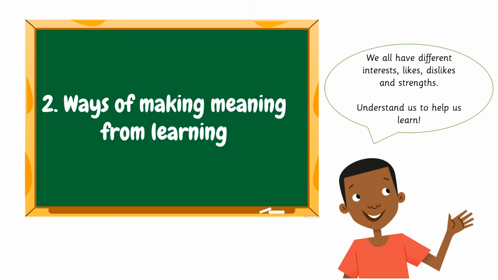Number 2, ways of making meaning from learning. Our learners all learn differently, have different interests, likes, dislikes, strengths, and weaknesses. We need to understand all our learners in order to support them in reaching their learning potential. Think about how you might use learners' strengths and interests to support them in reaching their learning potential in your classroom.